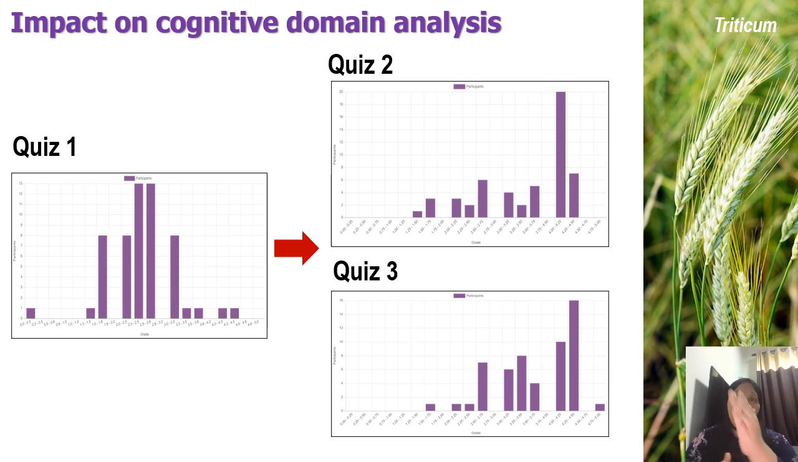We have here quiz 1, quiz 2, and quiz 3. What is the difference between these? Quiz 1 was done before the comic creation process, and quiz 2 and quiz 3 were done after. And we can see that the graph moved towards the right side, where the understanding gets better.